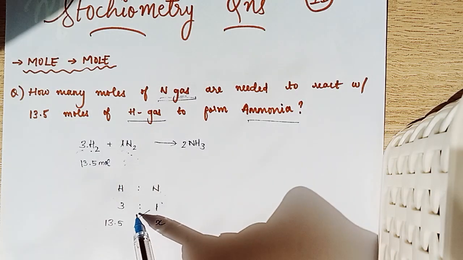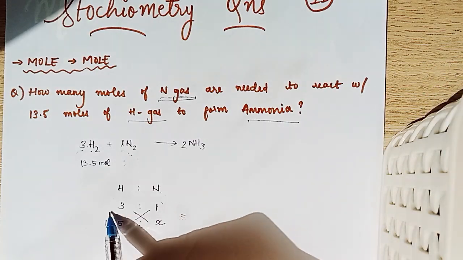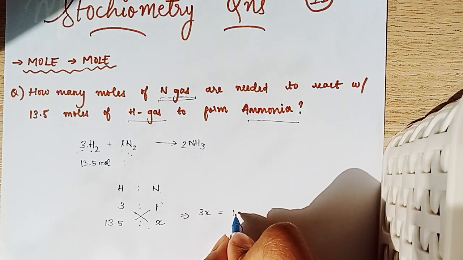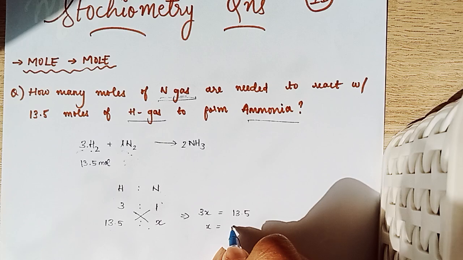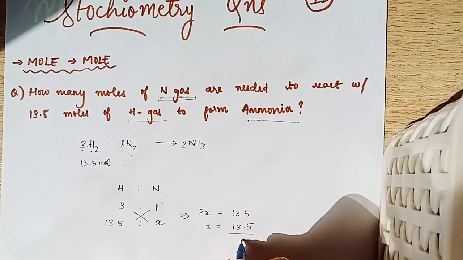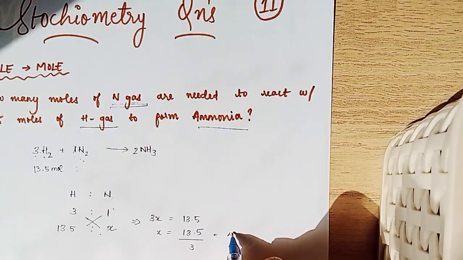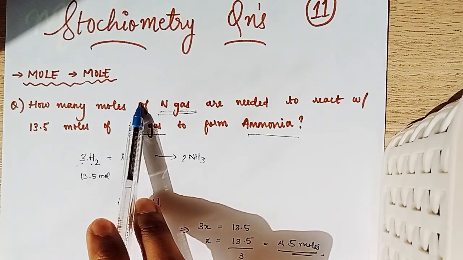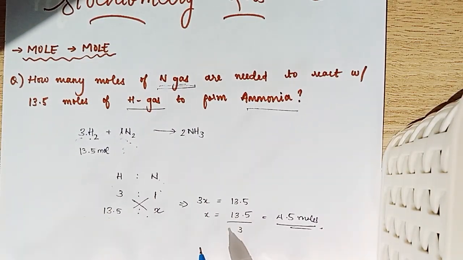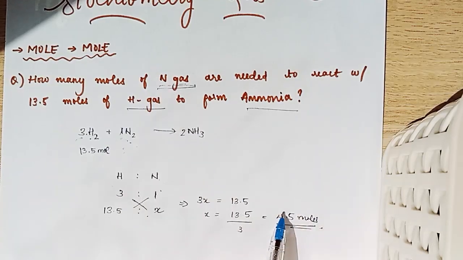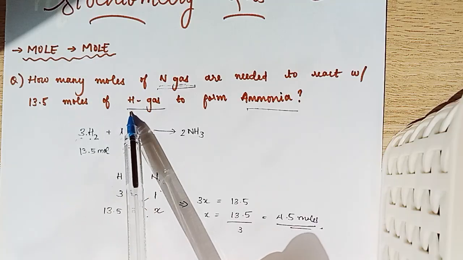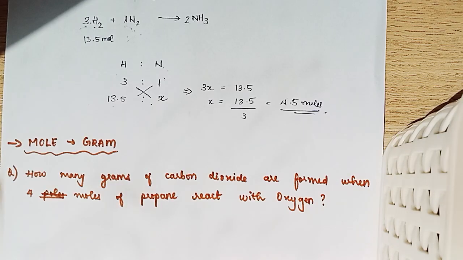Now what we do? We cross multiply. When we cross multiply, we get 3X is equal to 13.5, or X is equal to 13.5 divided by 3, which will give us 4.5 moles. This is how you do mole to mole conversion in stoichiometry. So the final answer is 4.5. Hence we write 4.5 moles of N2 gas are needed to react with 13.5 moles of H2 gas to form ammonia.